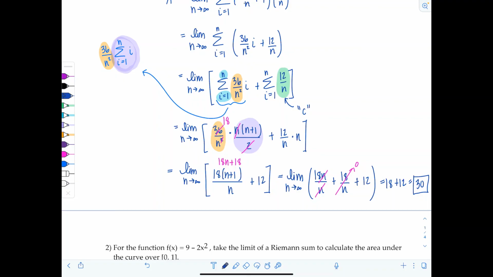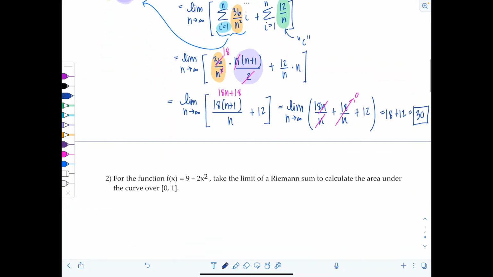Okay, give it a minute, marinate on it, and then let's do another example. Okay, a little spicier. You can handle it. Here we go.